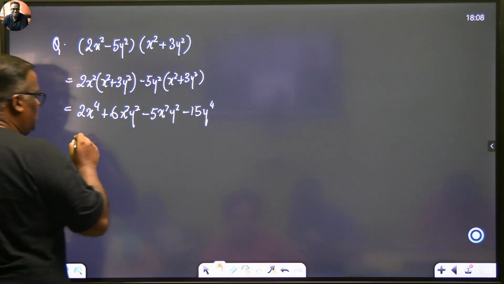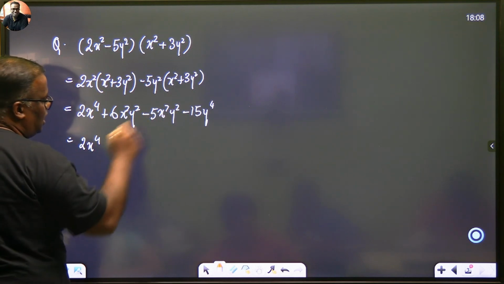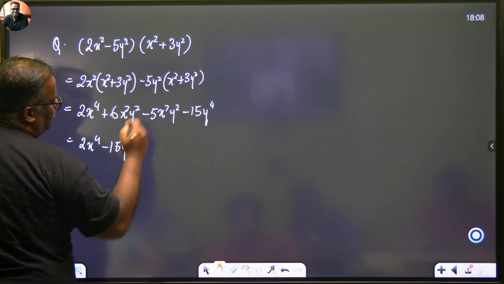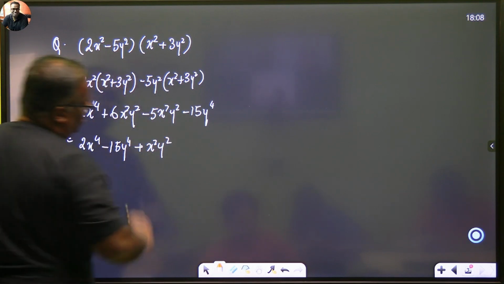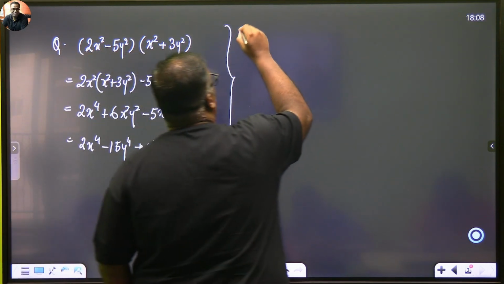Now next term, we just adjust everything. So we have a 2x to the power 4. Then I bring the negative 15y to the power 4 and a plus 6 and a minus 5. So it's just a plus x square y square. Done. Yes. Now I go to question number 14. Charvik, keep looking out here if you have any problem.